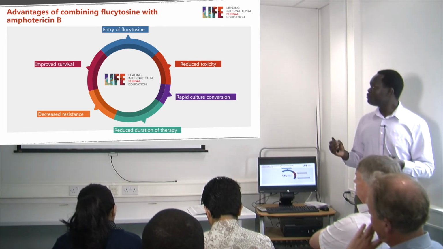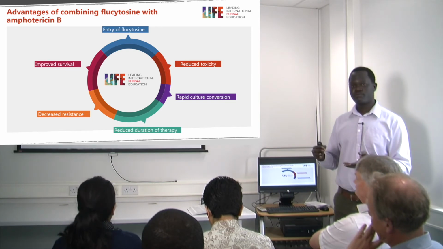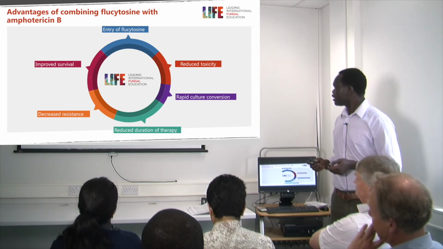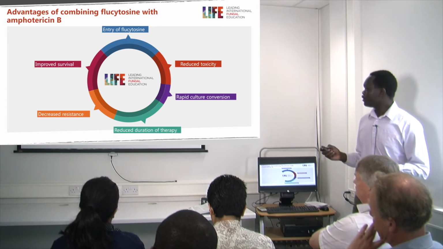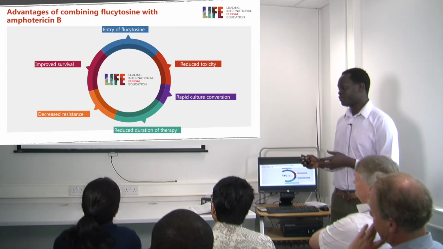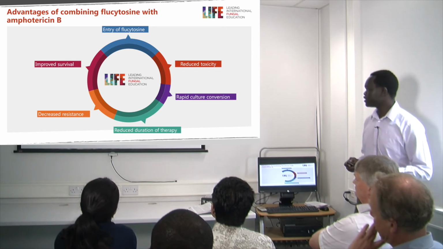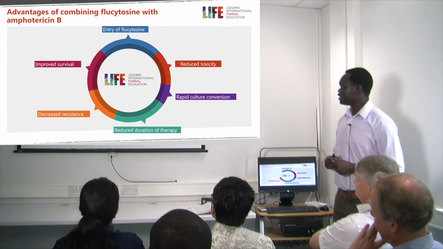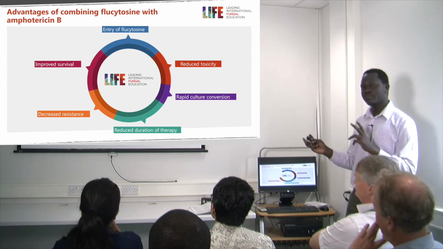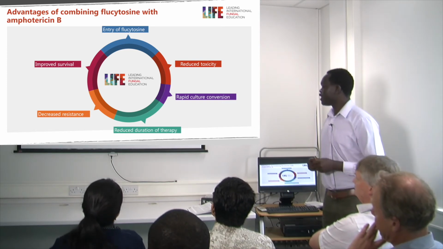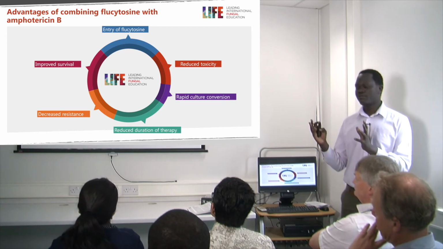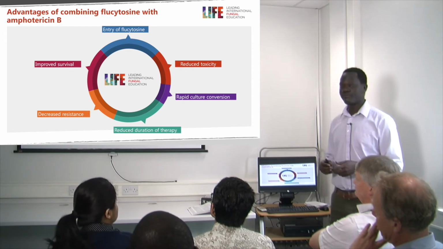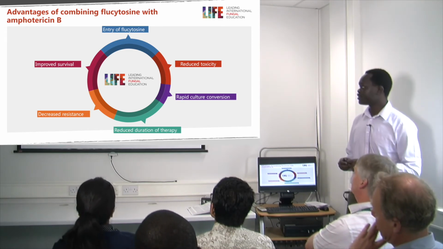And a combination of the two leads to a rapid conversion of Cryptococcus culture. When you combine the two, we also achieve reduced duration of therapy without compromising efficacy of the agents. And the likelihood of resistance is decreased by using two agents of different mechanism of action. Studies have already shown that a combination of amphotericin B and flucytosine is associated with improved survival compared to flucytosine or amphotericin B monotherapy.